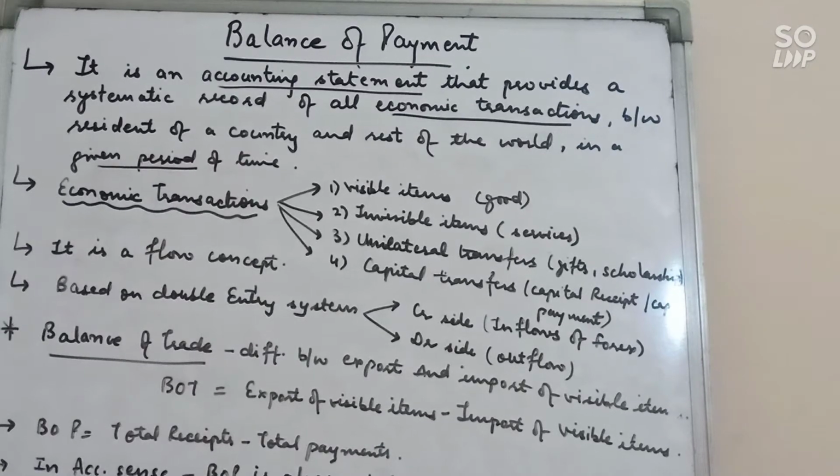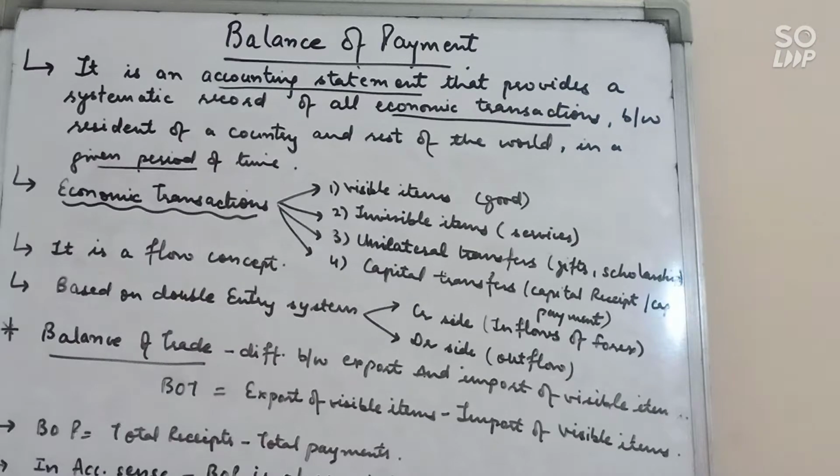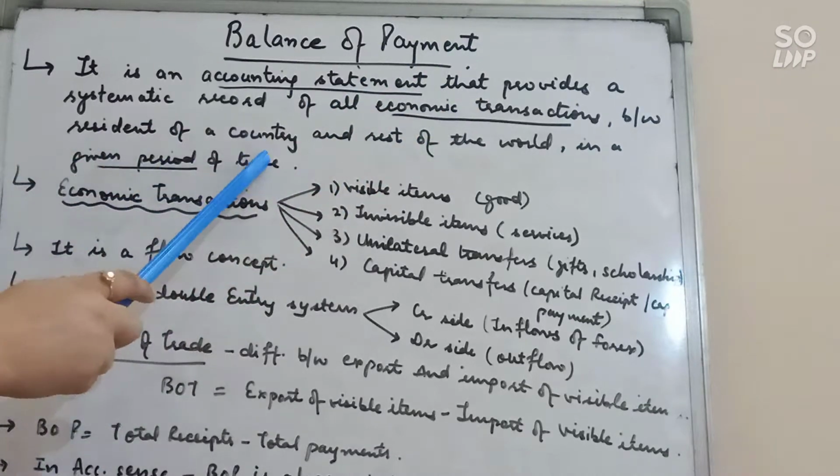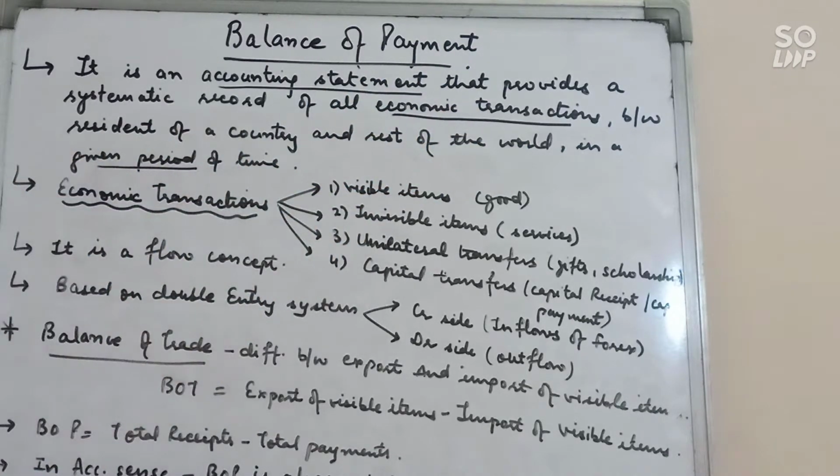Many transactions take place between the country and the rest of the world during a given period of time, and these transactions are recorded somewhere. The statement in which we record all these transactions is known as balance of payment. So the proper definition of balance of payment is: it is an accounting statement that provides a systematic record of all economic transactions between residents of a country and the rest of the world in a given period of time.